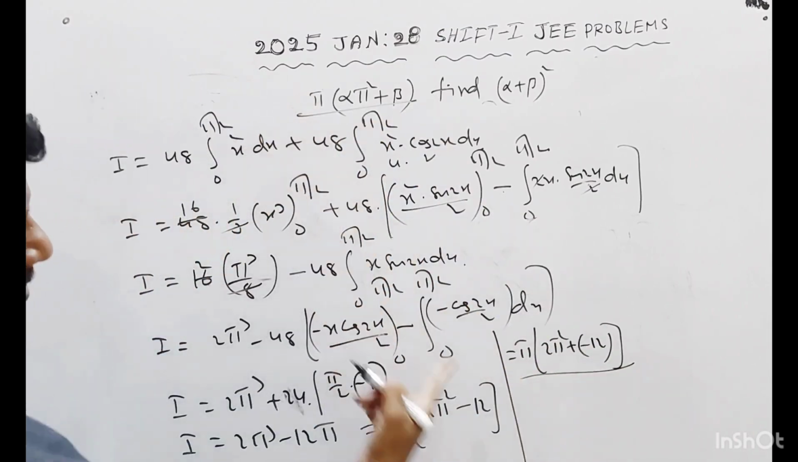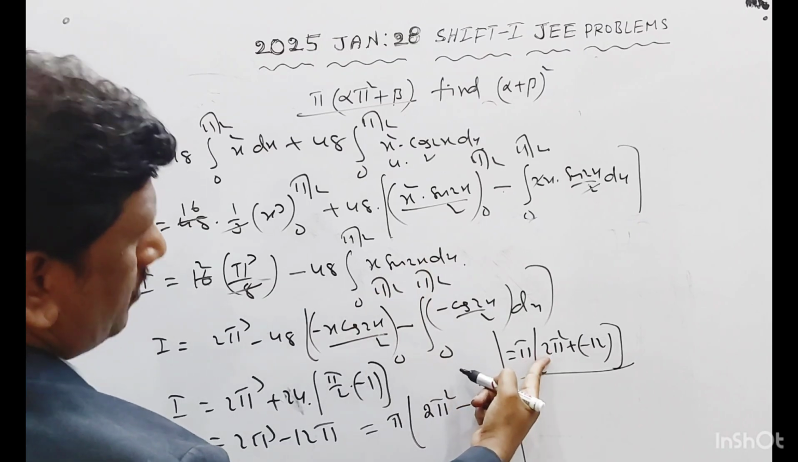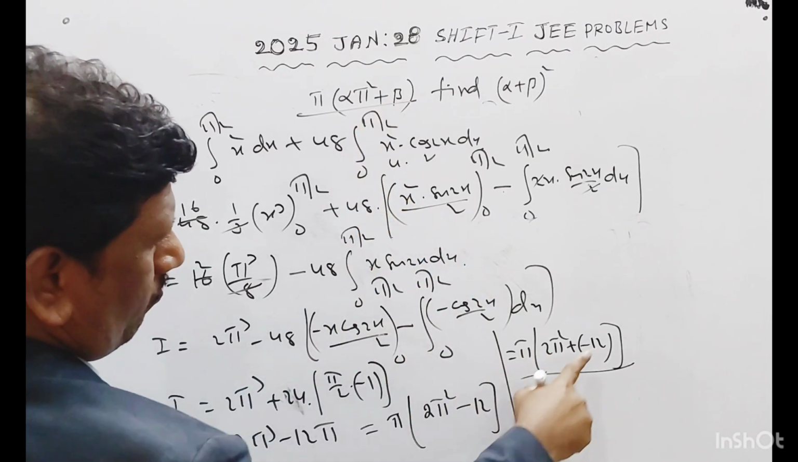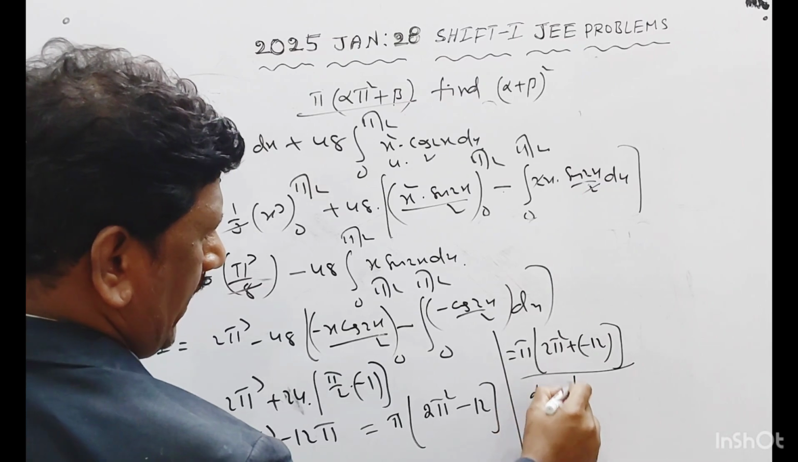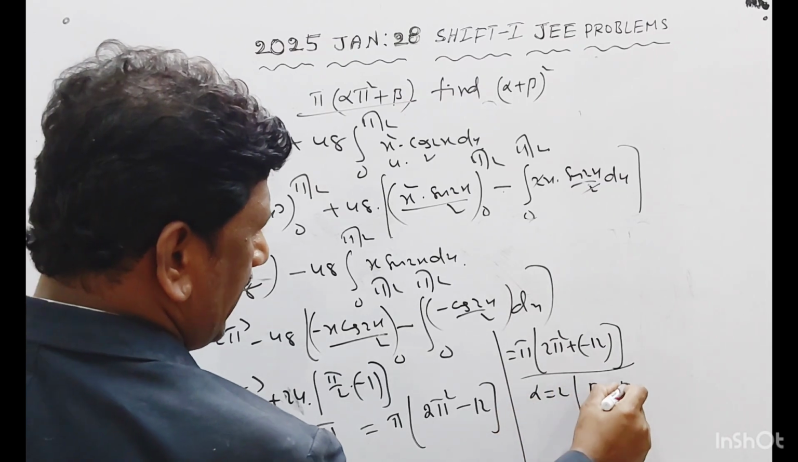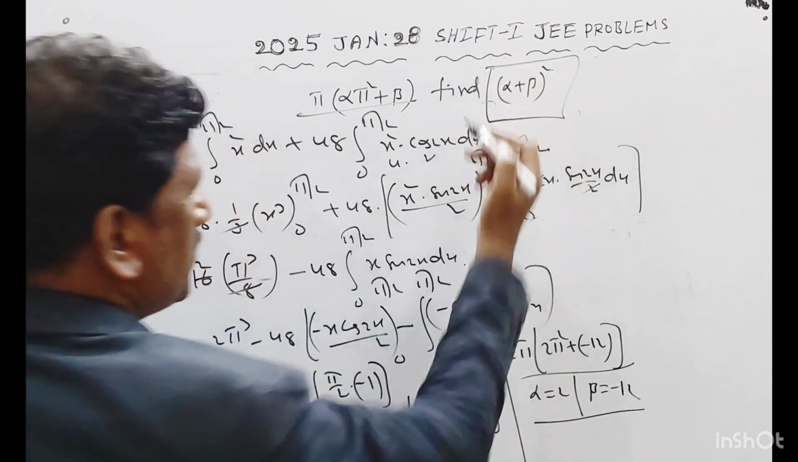This is the given condition. So in the place of alpha, 2 is there. Now in the place of beta, minus 12 is there. So alpha value is 2 and beta value is minus 12. So substitute these values in this condition, so that you will get the answer.